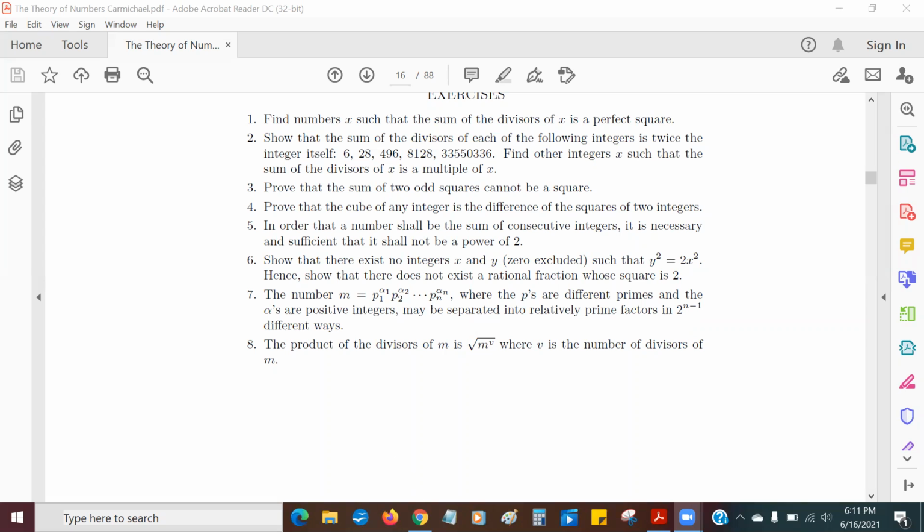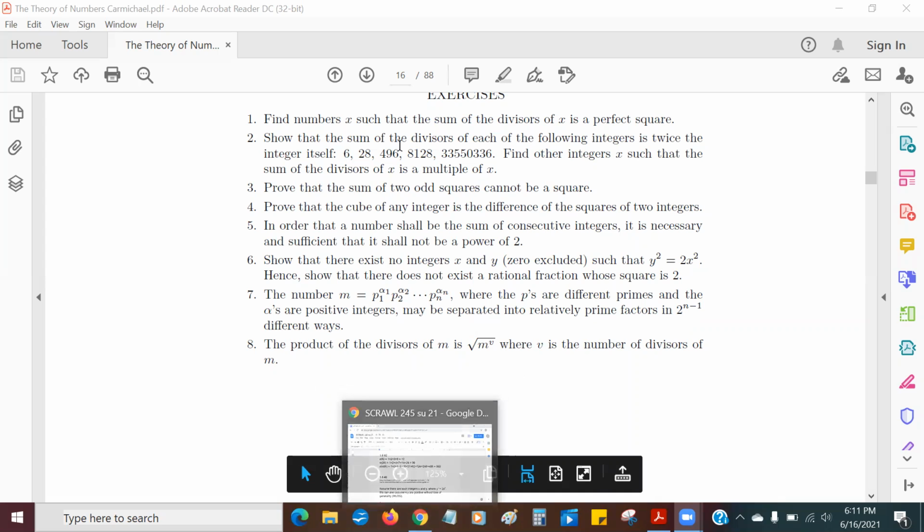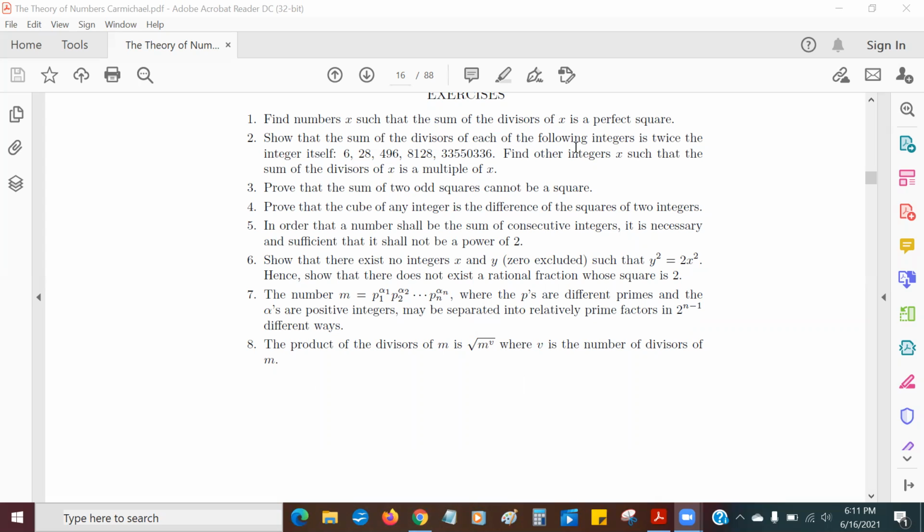So let me just share my screen. I'm going to stop my video because it takes up a lot of bandwidth, and then I'm going to share my screen. And here we go. So problem number 2 and problem number 6 right now. Number 2: show that the sum of the divisors of the following integers is twice the integer itself. 6, 28, 496.